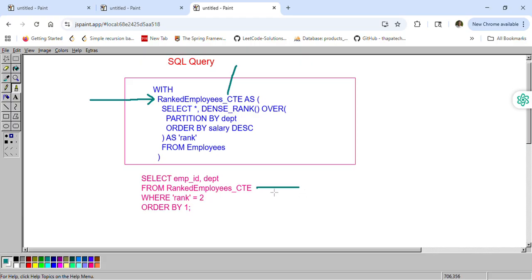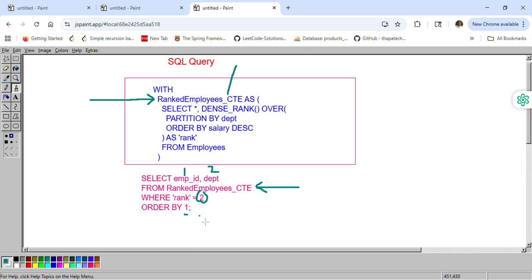So this is my main query where I'm using the common table expression here. Select employee ID, department from ranked employee CTE where rank is equal to 2, order by employee ID ascending order. One means employee ID, one means this is column 1, column 2. So that is 1 basically.